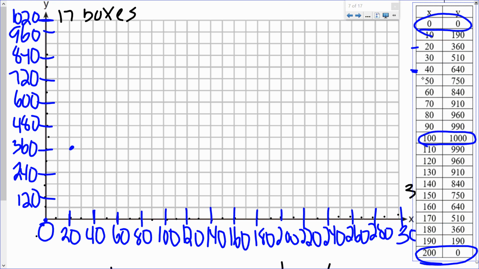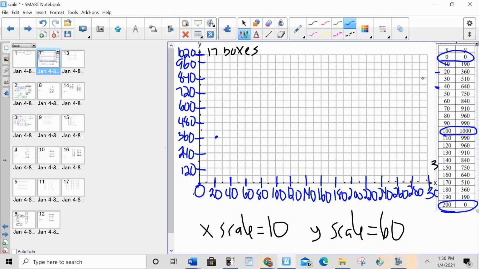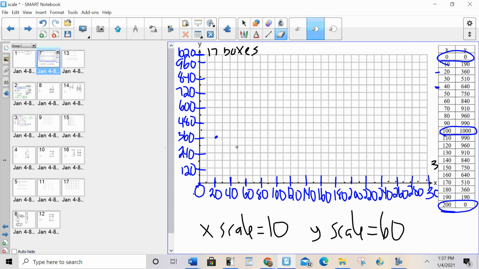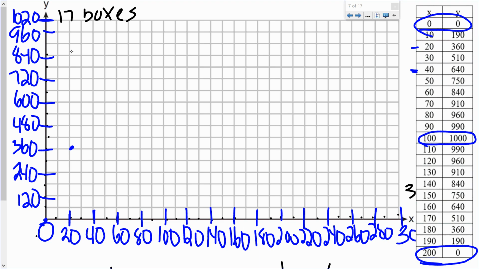Why isn't it writing? Am I frozen? I might be frozen. Oh no, I might be really frozen. Oh, I think I'm unfrozen. Okay, my pen stopped working. So I'm going to have to use my finger, which should be okay. So 40, 640, this should be okay now. It's a little bit less than 660.